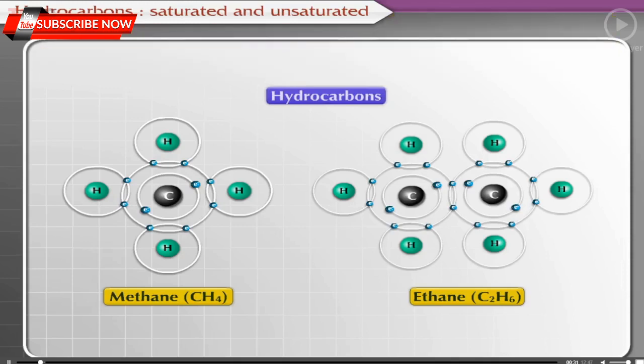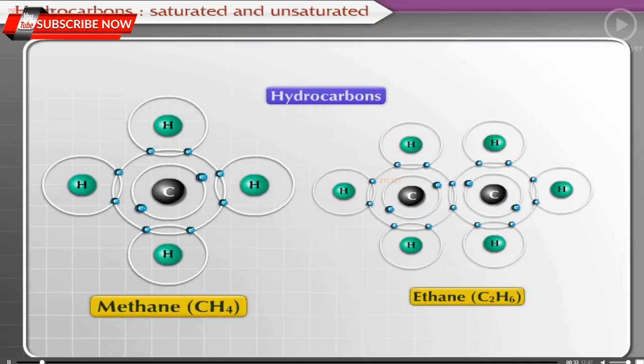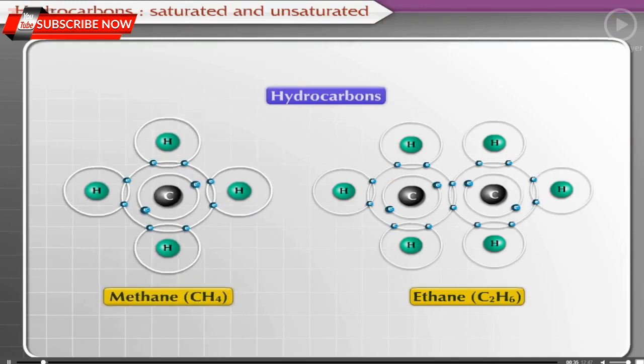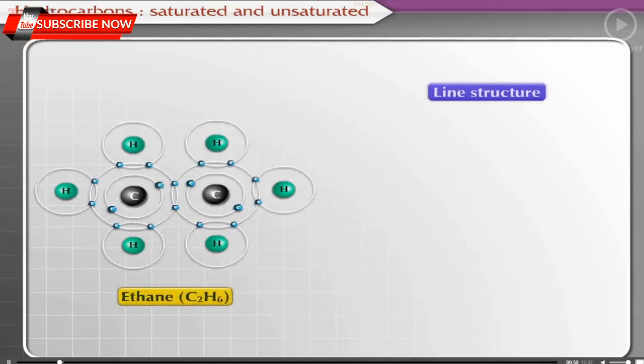The smallest hydrocarbon is methane, that is CH4. Combination of one carbon atom and 4 hydrogen atoms lead to the formation of hydrocarbon methane. We have already seen the structure of methane. Ethane is one more hydrocarbon and its molecular formula is C2H6. Now let us write down the line structure of this hydrocarbon.